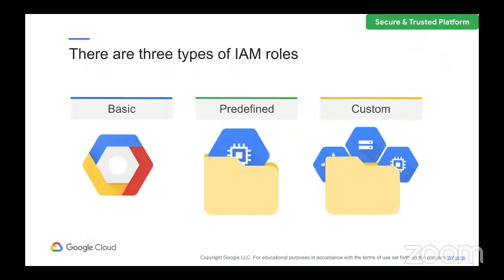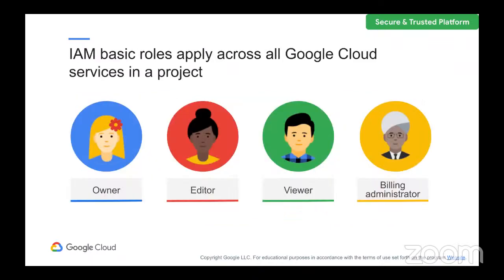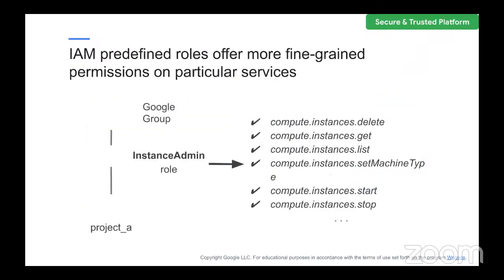Now, these roles can be of three types. You can have basic roles, which are very high-level roles like viewer or editor. There are predefined roles per service. For example, in compute you can have the compute admin role or a compute viewer role. Or you can define your own custom roles, where you group multiple permissions. These are just examples of the basic roles: you can be the owner of your project, the editor, which is read-write access, the viewer, which is read-only access, and the billing administrator, who will only manage the billing part.